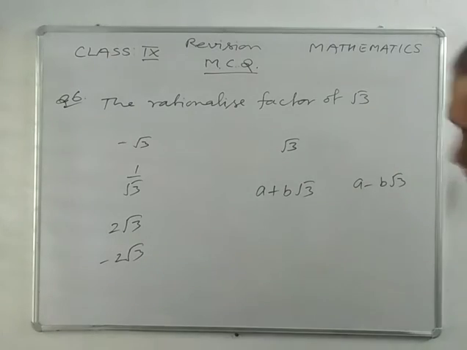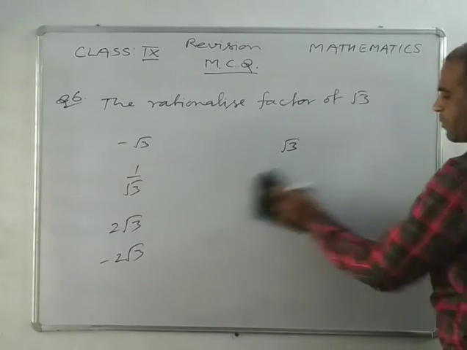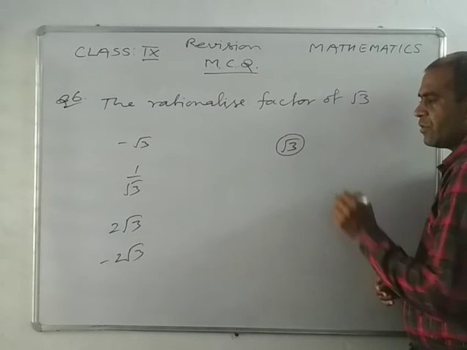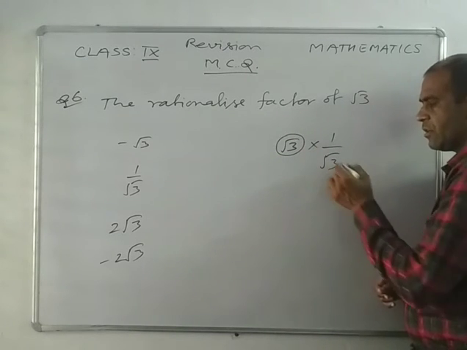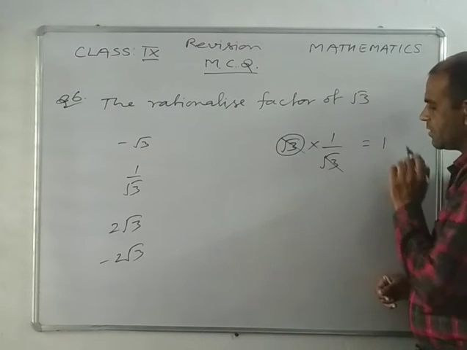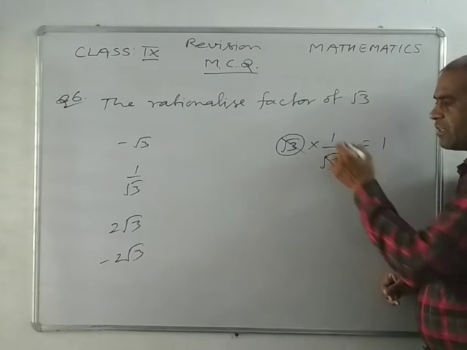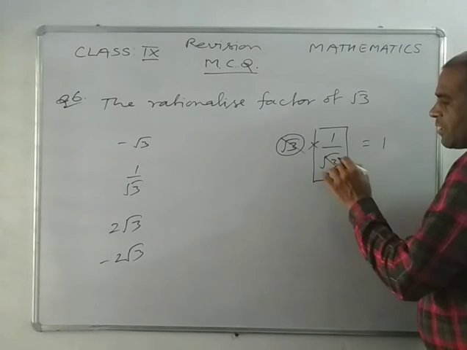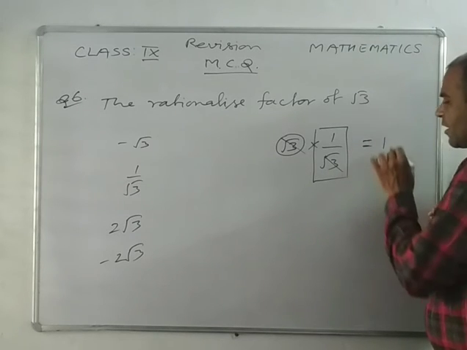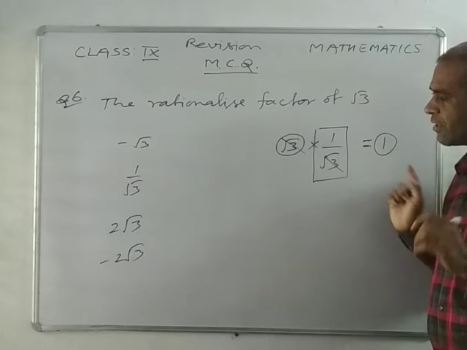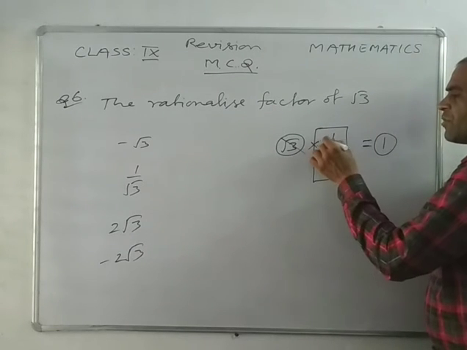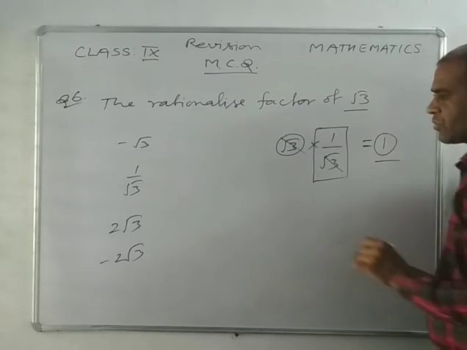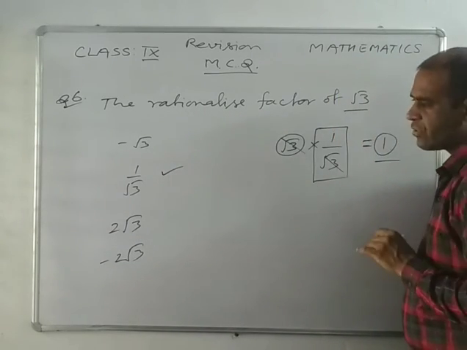Here, if plus and minus, then sign should be changed. But here it is only a single term, so its rationalized factor is 1 upon √3. √3 and √3 cancel, and answer is 1. 1 is not the answer; here 1 by √3 is the answer. You have to find the rationalized factor in this way: by which number we should multiply the given number, then our final answer will be a rational number. So here rationalized factor is 1 by √3.